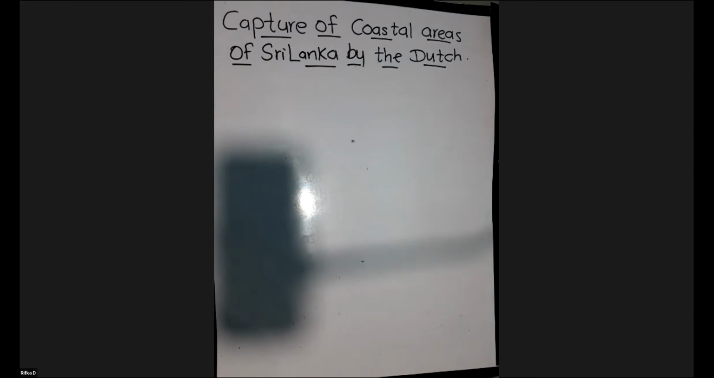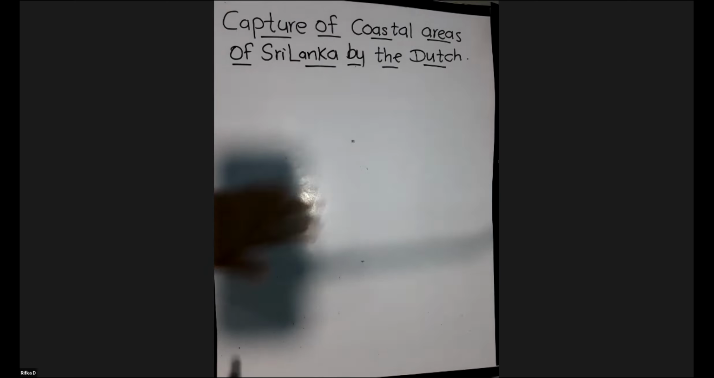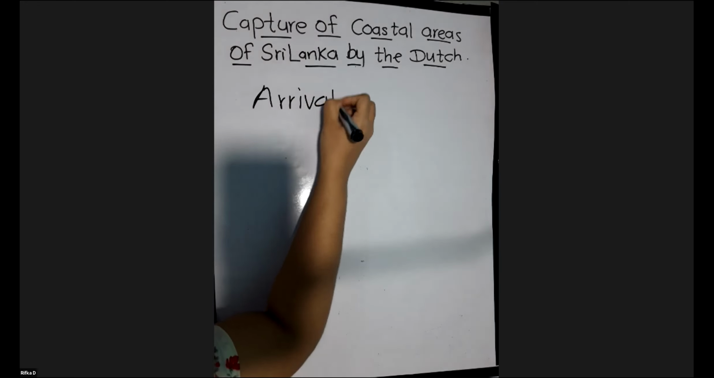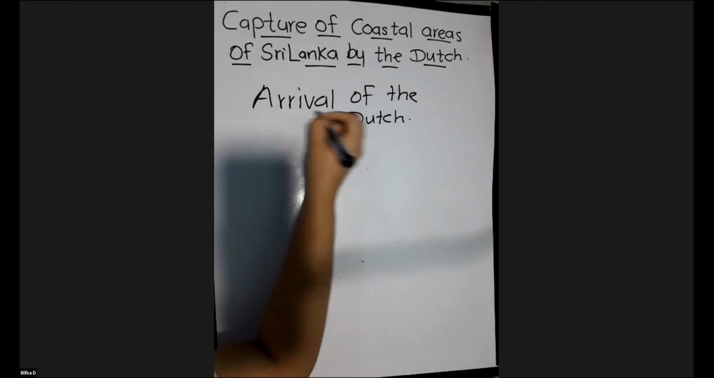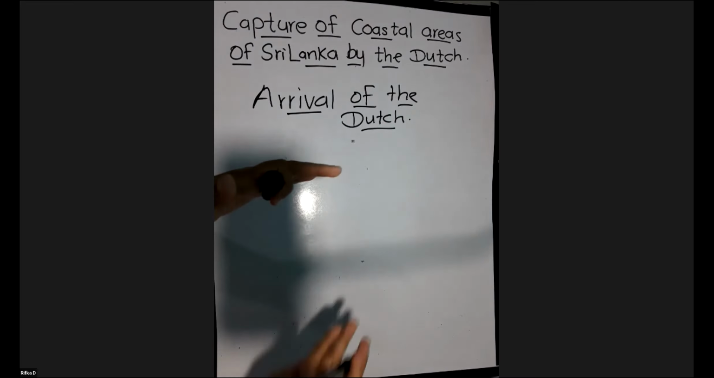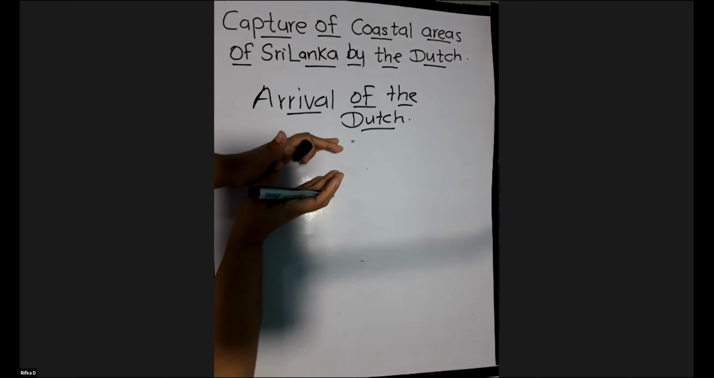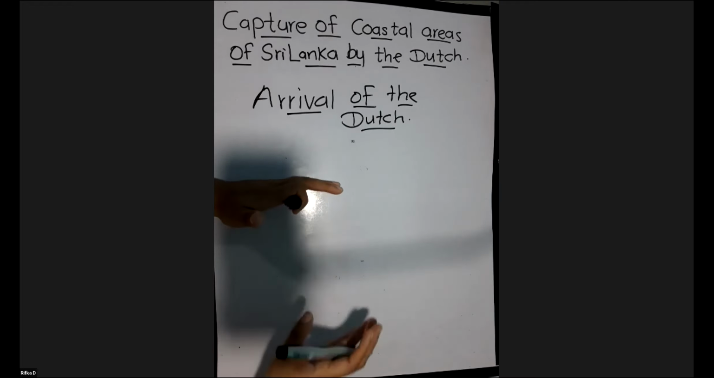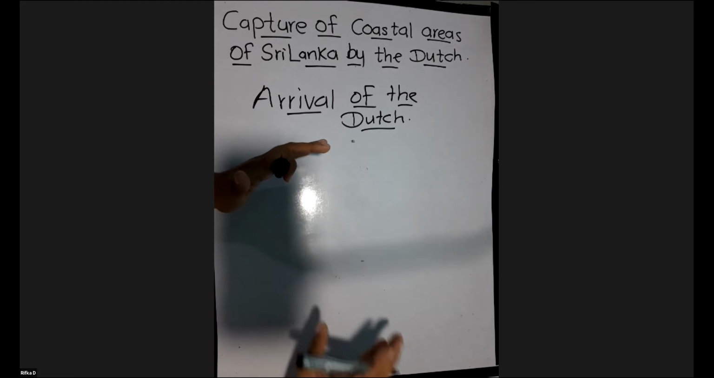So the first thing we need to understand is the arrival of the Dutch. Now, we have to understand that history, my dear children, is a story, a chain of stories. What we studied in grade 6 we have to remember, and what we studied in grade 7 also we have to remember, because this is going as a continuous story.